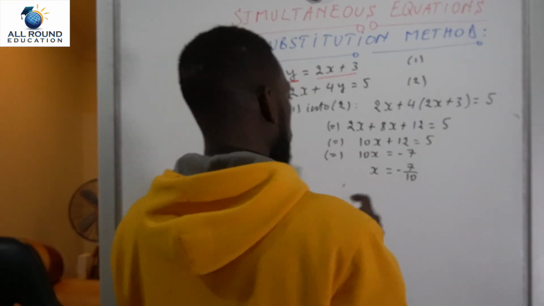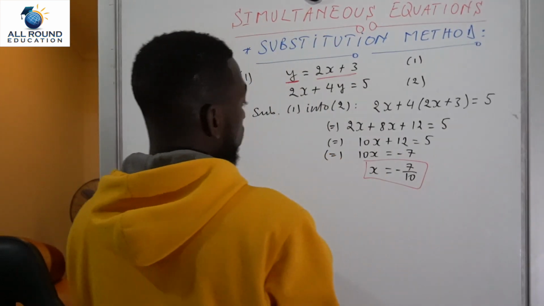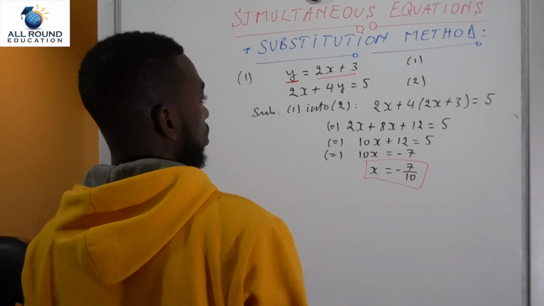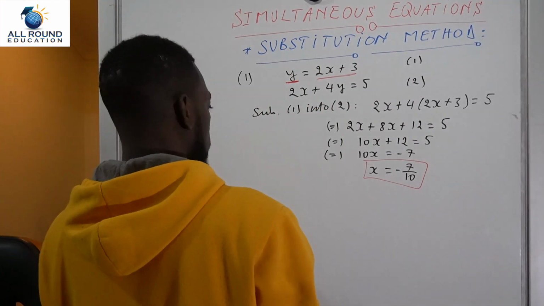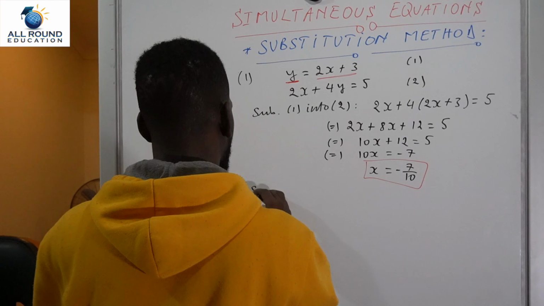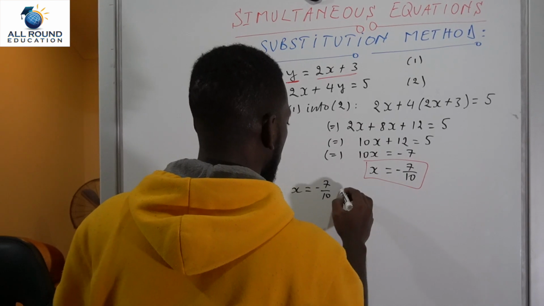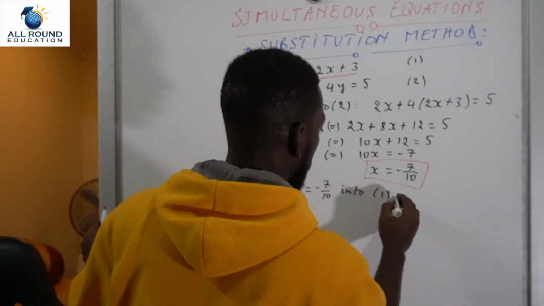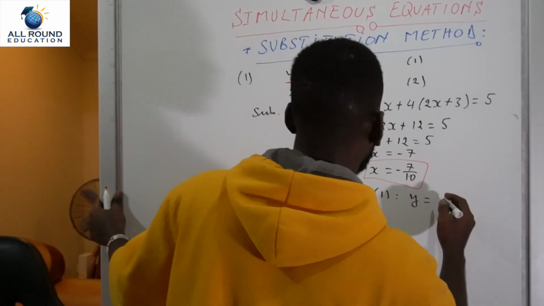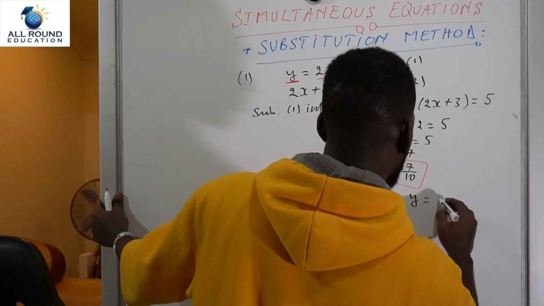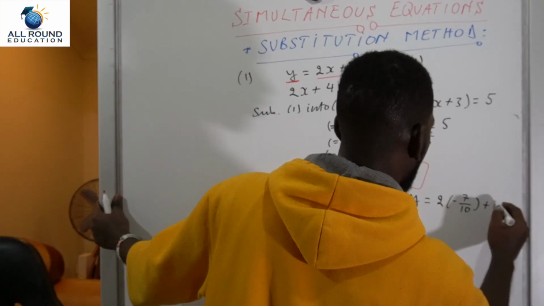Now once you have got this value, you then substitute this value into the first equation, right? You don't use the second equation, just use the first equation because you have already used the second. So what you then have is, substituting x equals negative 7 on 10 into equation 1, right? Then when you do that, you have y equals 2 times negative 7 on 10 plus 3, right?